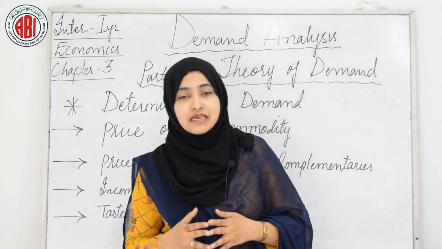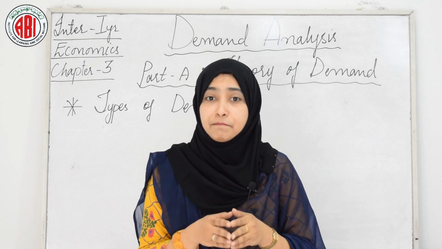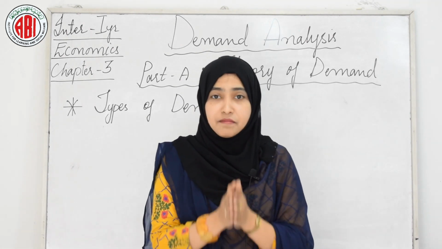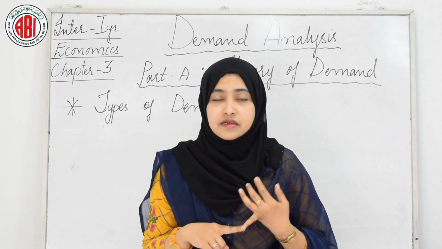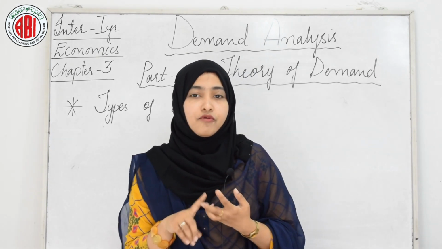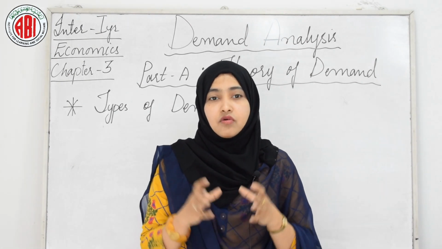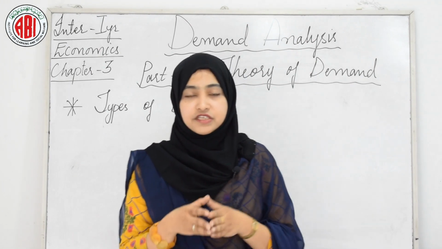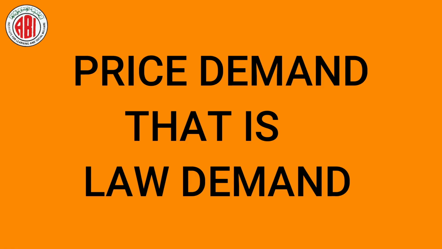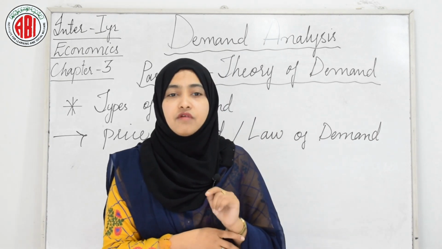Now we will see the types of demand. Three major kinds of demand may be distinguished on the basis of its determinants, and they are price demand, income demand, and cross demand. So now we will discuss all these three major kinds of demand in detail. First we will go with the price demand, that is the law of demand. So here price demand, that is the law of demand.